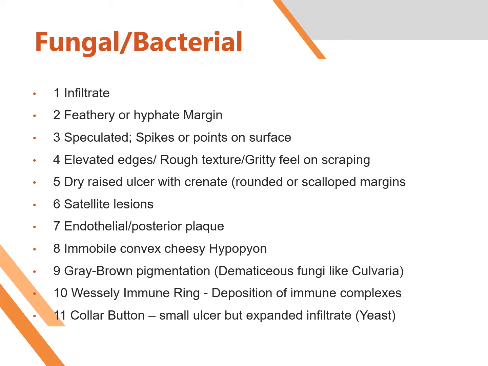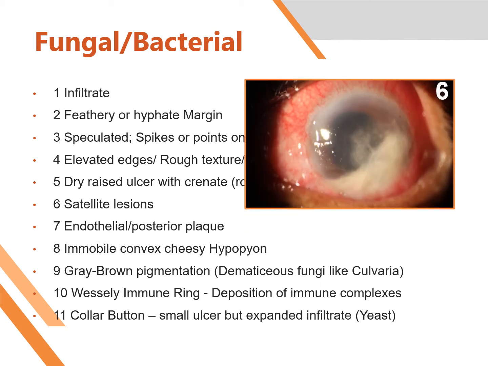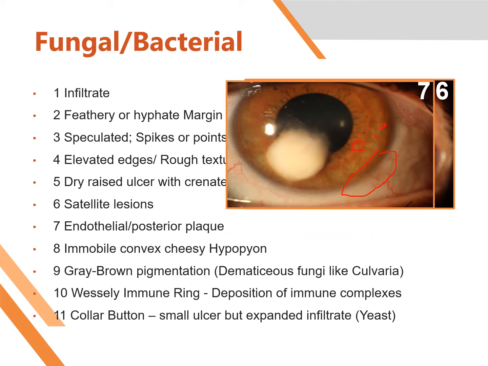Number 6 is the satellite lesions. Look at the ulcer here. The main ulcer is here, but it has small satellite lesions over here, here, and here. So these satellite lesions point out towards the fungal origin. Then is the endothelium plaque or posterior plaque. Posterior plaque means the ulcer has penetrated all the way through the descemet's membrane into the anterior chamber, and it has an endothelium plaque.